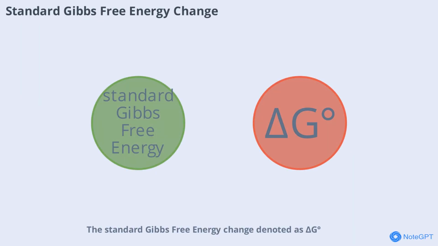Standard Gibbs free energy change, denoted as delta G degrees, refers to the change in free energy when reactants and products are in their standard states, typically 1 atmosphere of pressure and 25 degrees C. This value provides a reference point for comparing different reactions and is widely used in tables and databases. Knowing the standard values helps chemists quickly assess the feasibility of reactions under typical conditions.